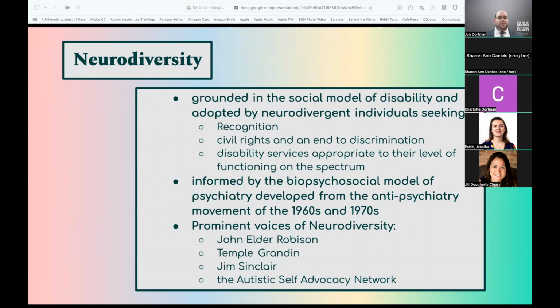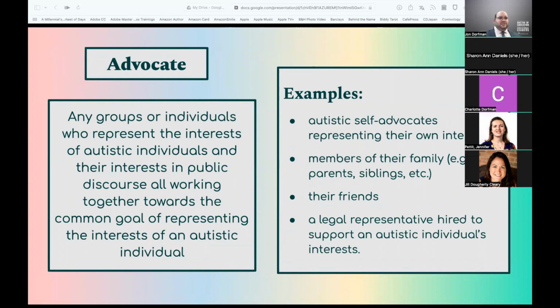An advocate is any group or individual who represents the interests of autistic individuals in public discourse, all working together towards the common goal of representing the interests of an autistic individual. This can include the autistic individual themselves advocating for their own interests, members of their family, like parents or siblings, their friends, or a legal representative hired to support an autistic individual's interests, who is definitely an advocate.